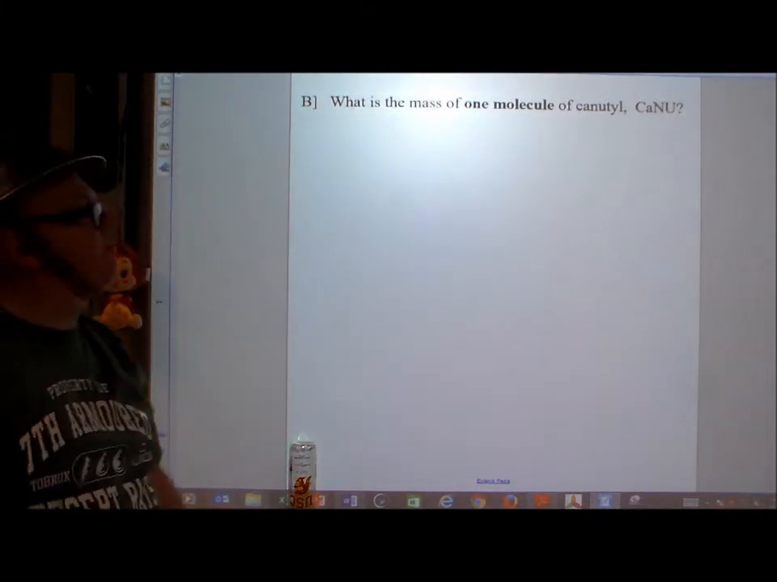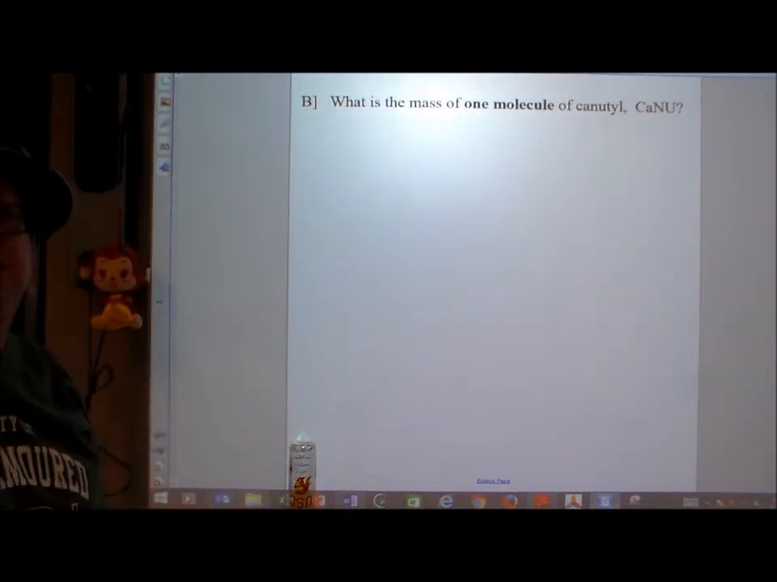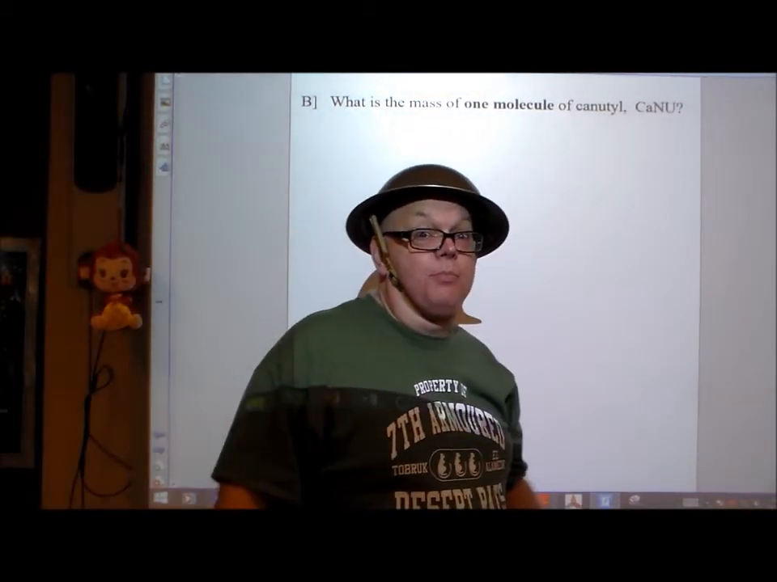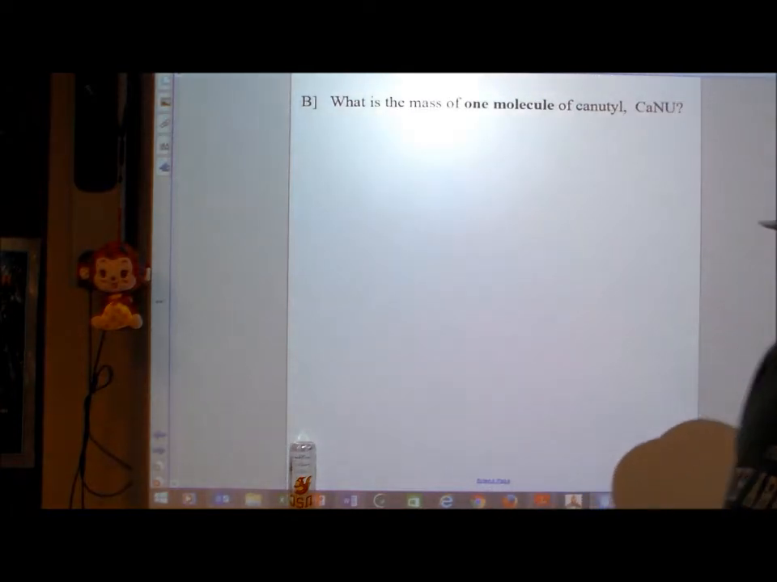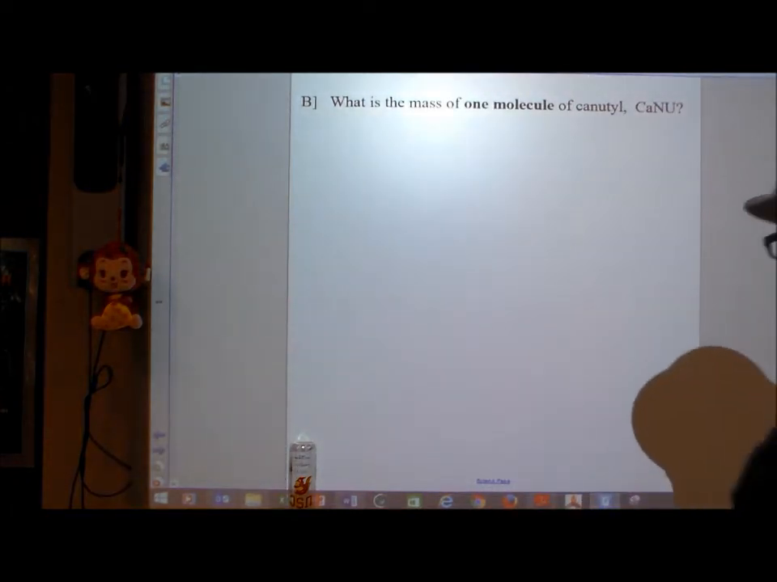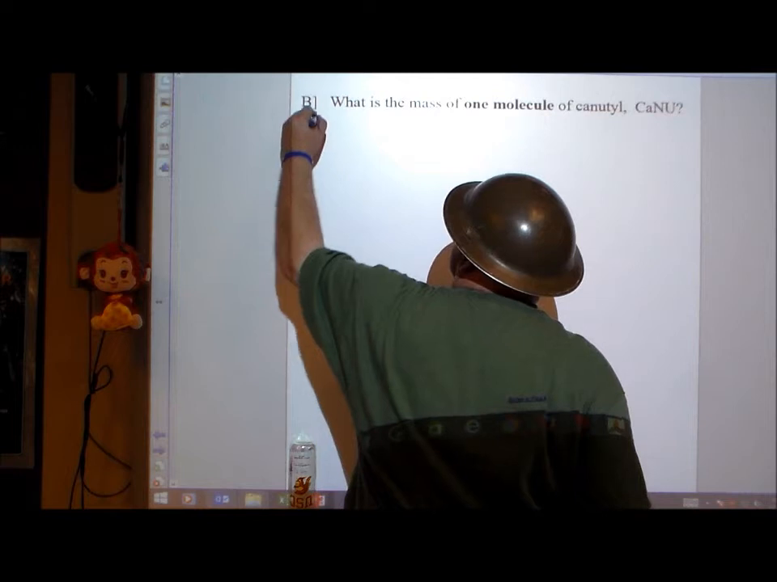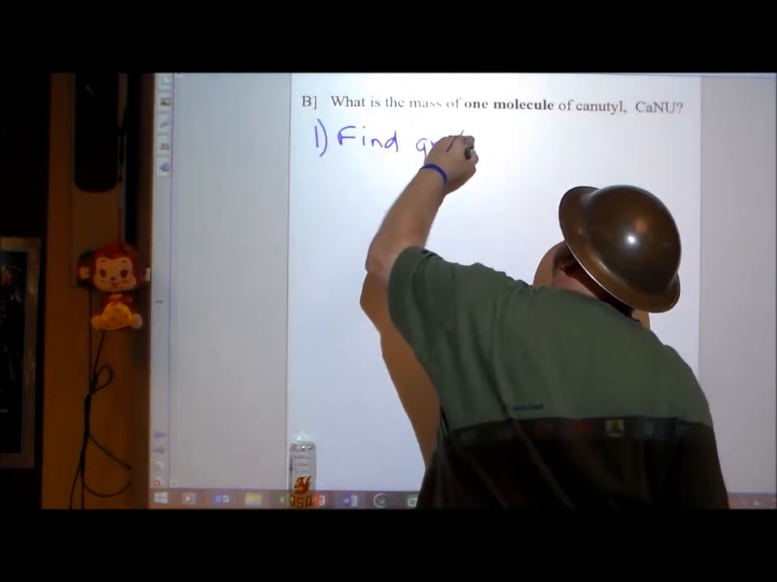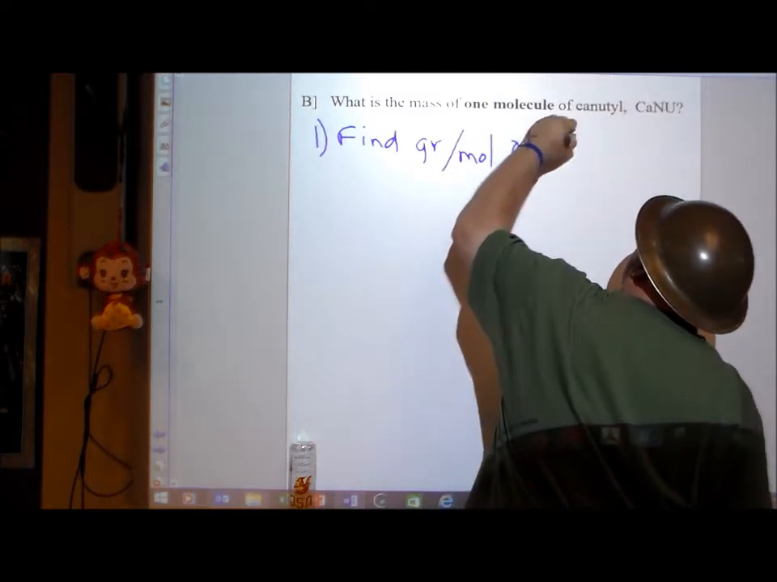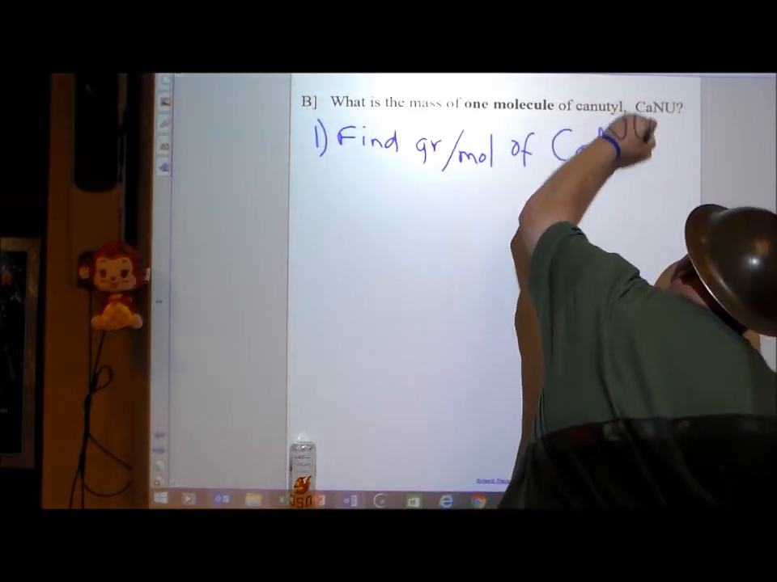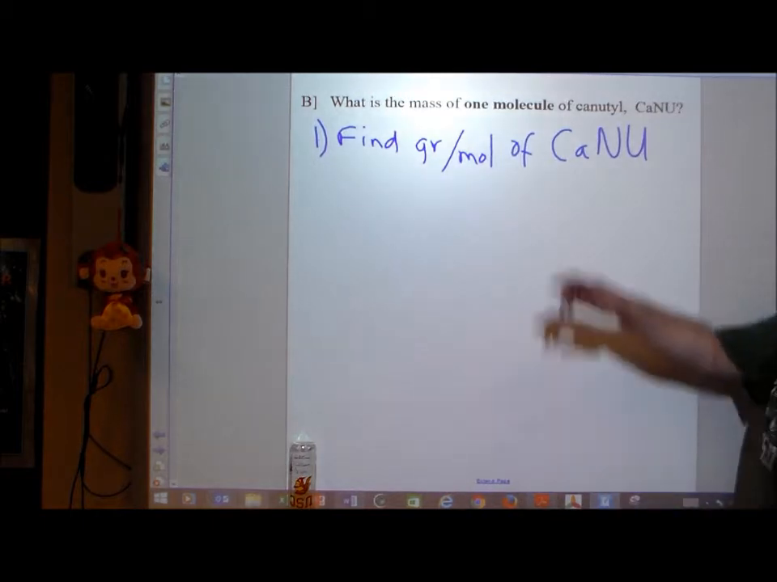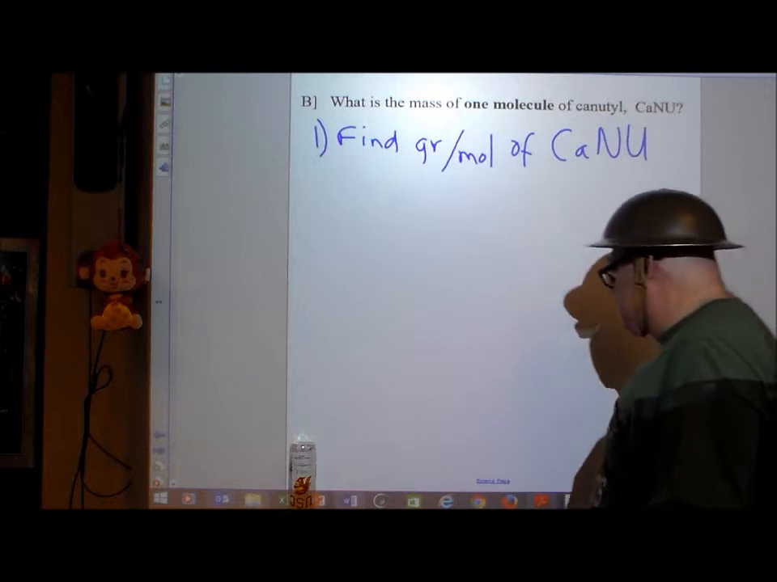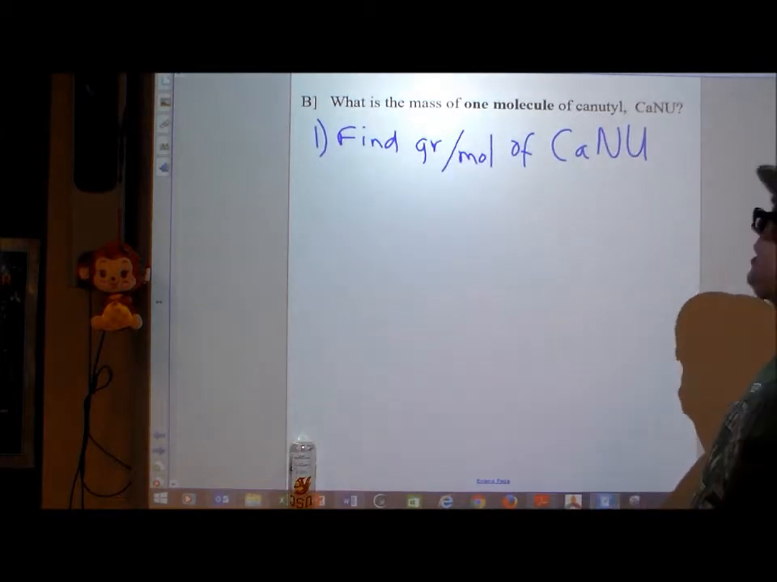So what is the mass of 1 molecule of CaNuTil? CaNu. Wordplay on my last name. Who would have thought? But anyways, in order to do that, we need, step 1, to find the grams per mole of CaNuTil. We have to find it. Now, is this a real name of a real chemical? No, I'm making this up. And I thought, hey, I'm going to have some fun with this.